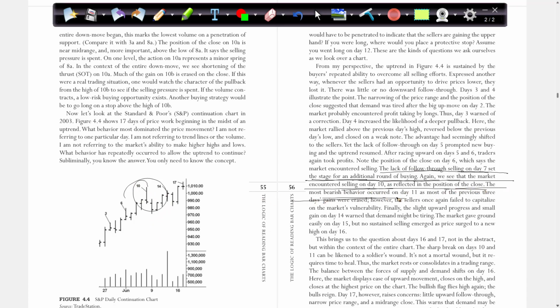The most bearish behavior occurred on day 11, as most of the previous 3 days' gains were erased. However, the sellers once again failed to capitalize on the market's vulnerability. Finally, the slight upward progress and small gains on day 14 warned that demand might be tiring. The market gave ground easily on day 15, but no sustained selling emerged as price surged to a new high on day 16.